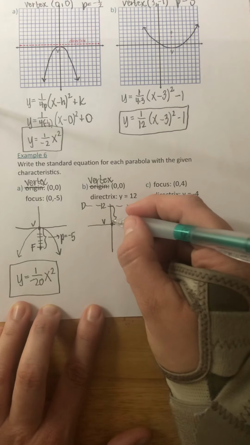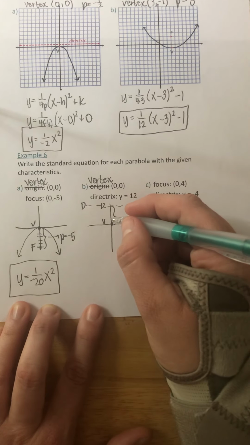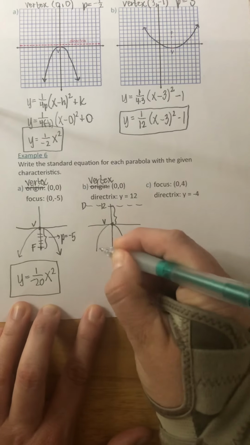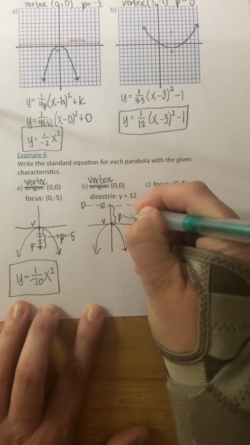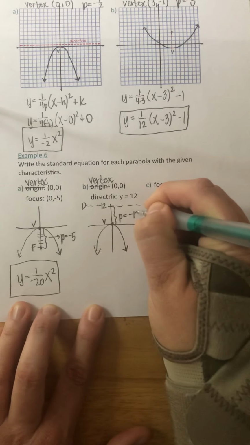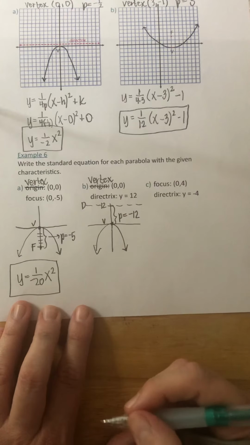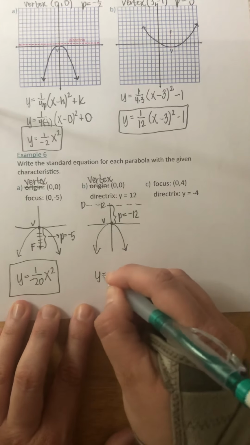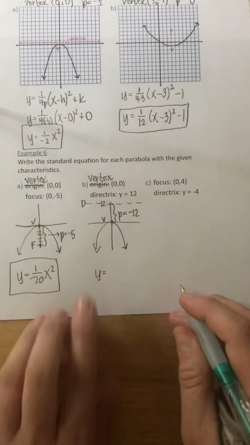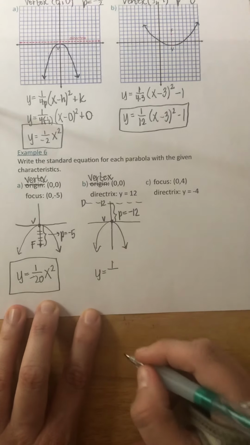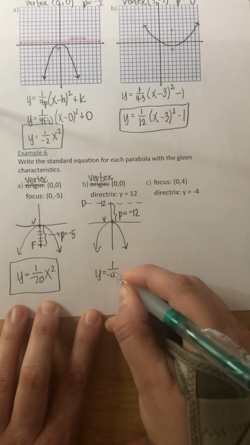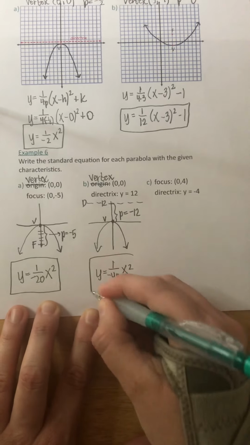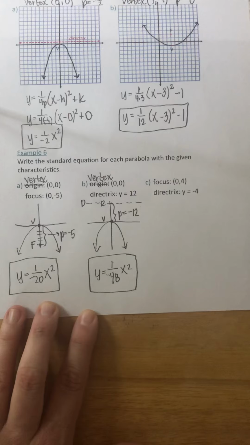But remember that your parabola always opens away from your directrix. That means that my parabola is going to open down, which means that my value for P also again has to be negative. So it's going to be -12 instead of +12 because my parabola has to open away from the directrix. So again, if we go back to this formula right here, 1 over 4 times -12 is -48. My h and my k are both 0, and so this is my answer for B.